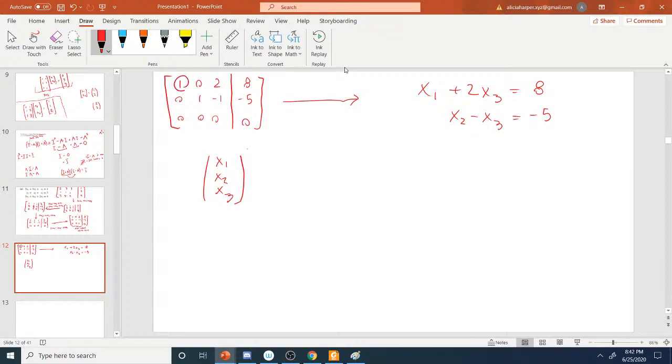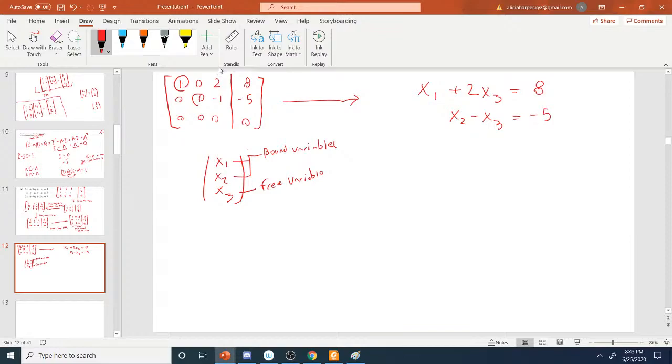Here we see we have a 1 here and we have a 1 here. So this one and this one correspond to bound variables. So this right here and this right here are both bound variables. And this right here is a free variable, because you never get a pivotal 1 in the column corresponding to it.